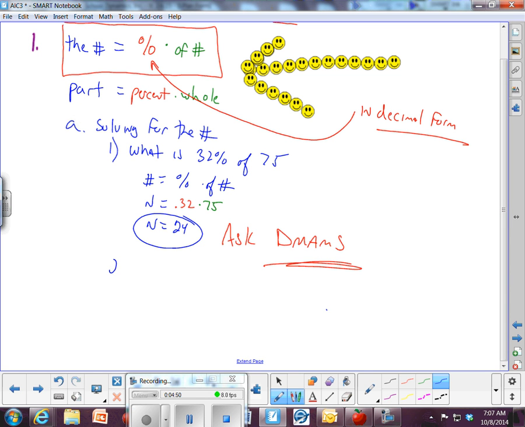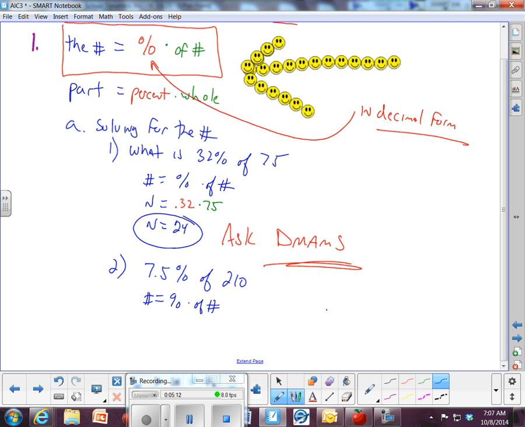Let's do a second one here. Number two. How about this? 7.5% of 210. Okay, we're going to start the same way all the time. Start with the formula. Number equals percent times the of number.